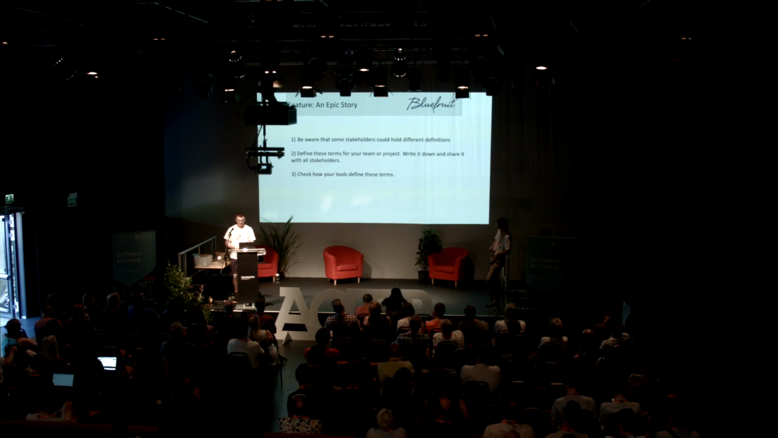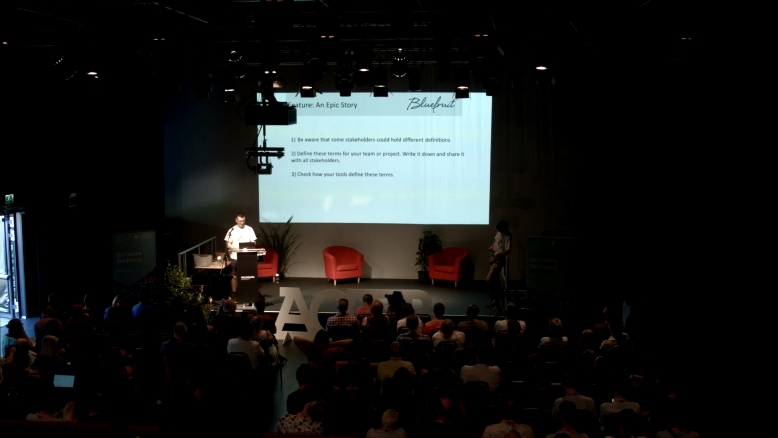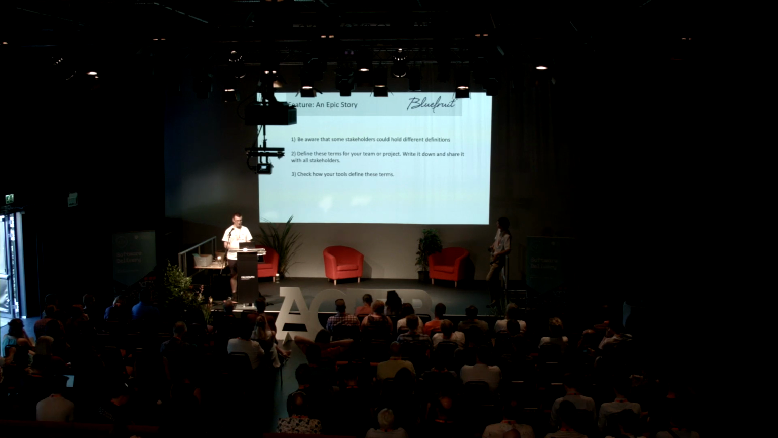So here are some simple things that your team could do to help with this problem. One, just be aware that some stakeholders could hold different definitions, and that there are different definitions for these terms in general. Number two, define these terms with your team and project. It could be different on a project by project basis. Write them down and share them with all stakeholders and get buy-in. Number three, check how your tools define these terms so that you're not using the wrong tool, or if you are, you can mitigate these different problems.